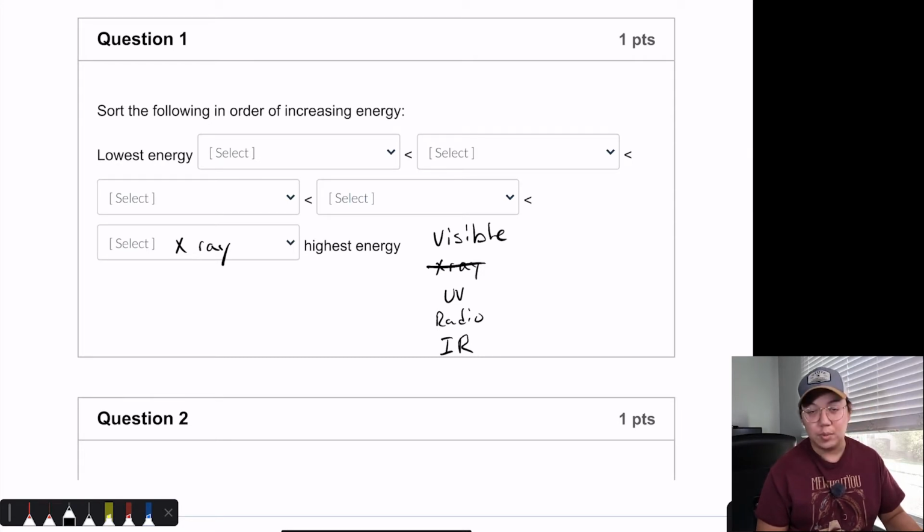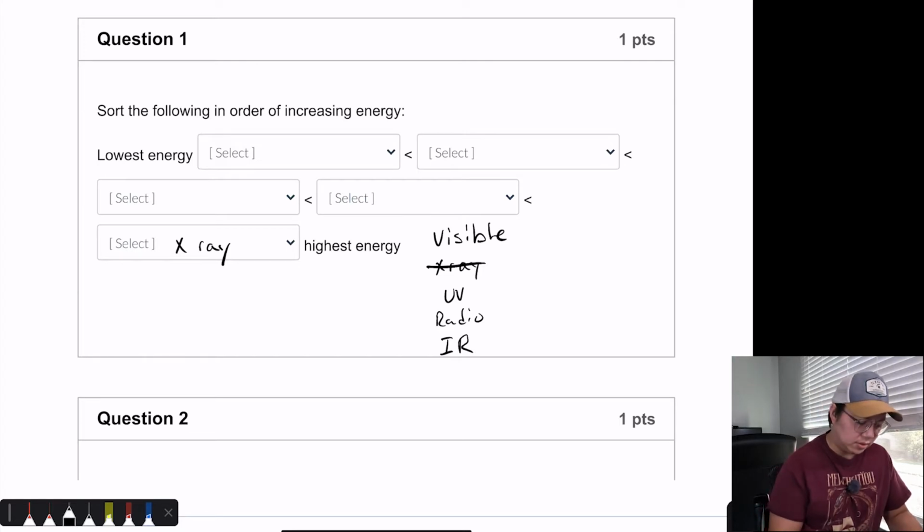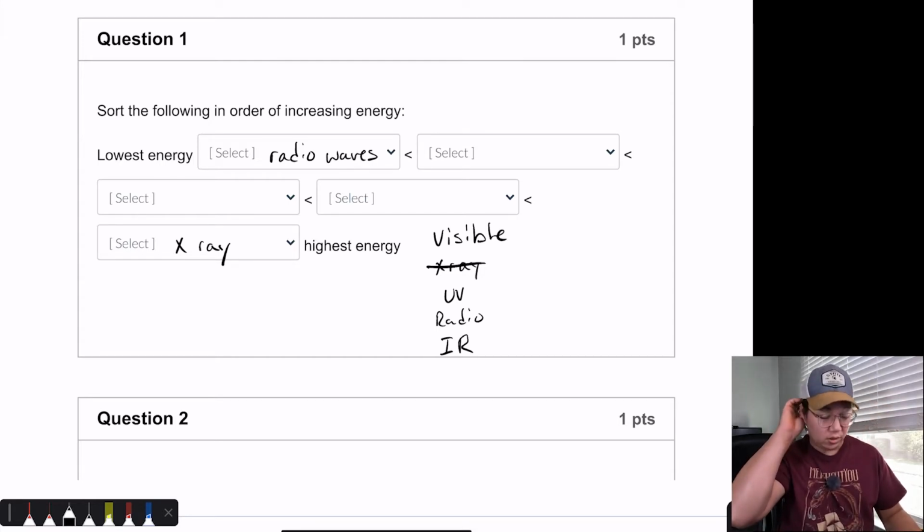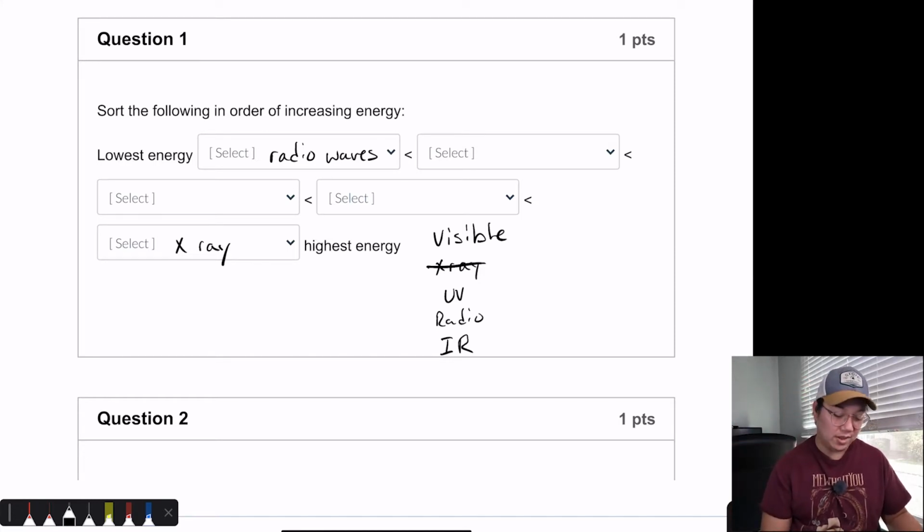You could always go and look these up in your book. Radio waves have the longest wavelength. So I think they range anywhere from like a meter, maybe longer. Could be wrong on that. So radio waves, or radio radiation, is going to be our lowest energy. Moving up from radio waves, we have infrared. So we have IR. These are mostly just things you kind of have to know and just be able to go and look up in the book or look them up on a table.